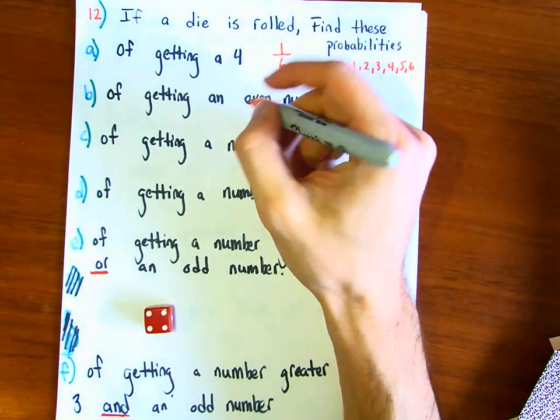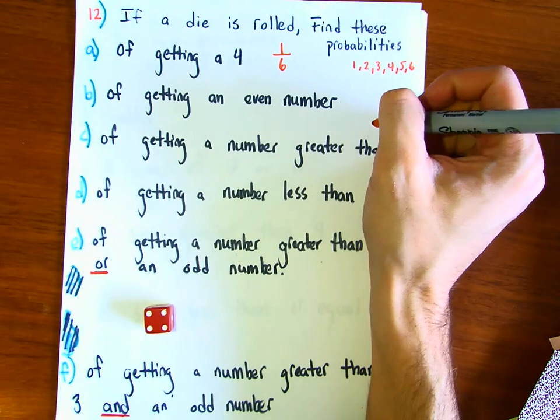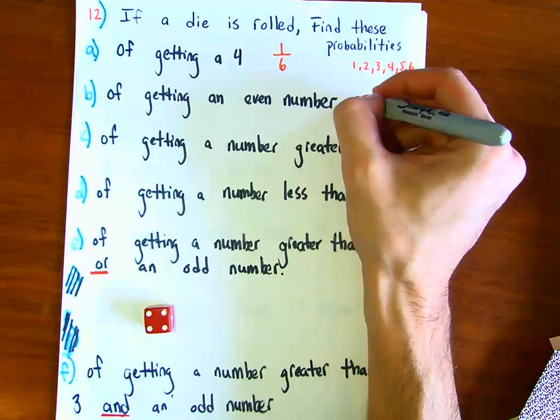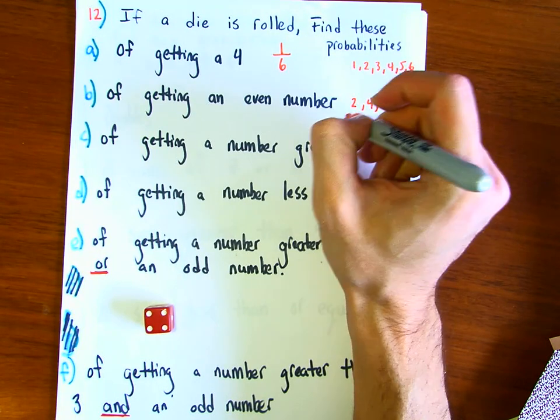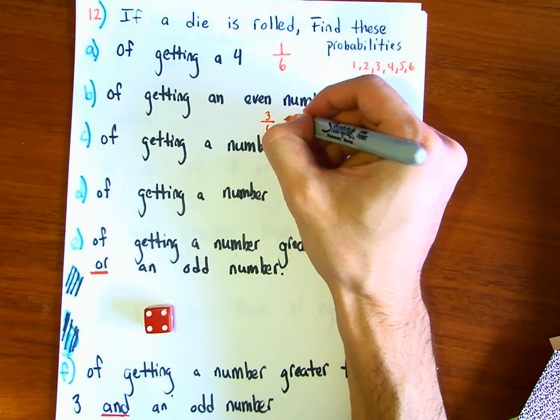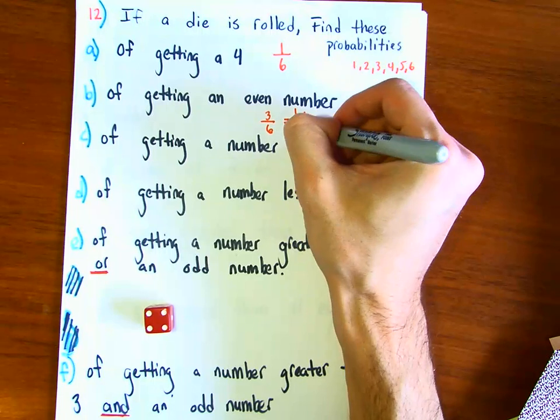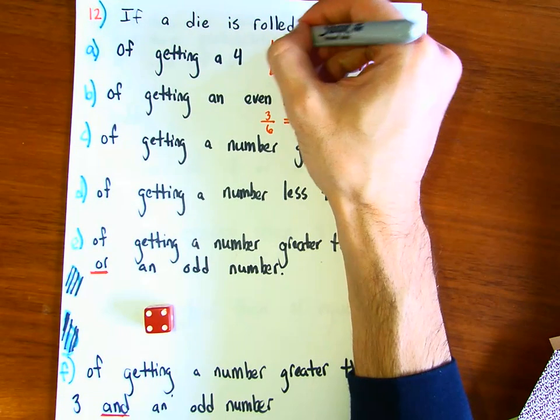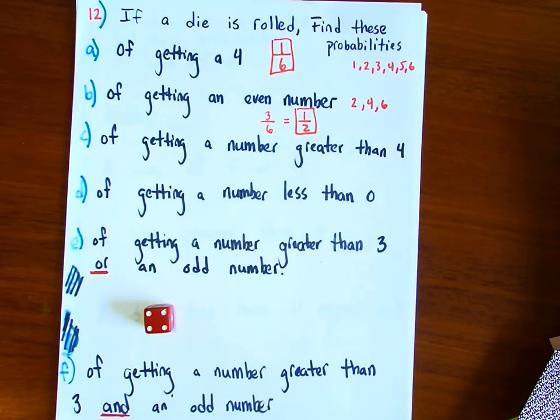Okay. What's the probability of getting an even number? Well, how many even numbers are there? There's 2, 4, and 6. So notice that it's 3 over 6, or it has to be a half, because don't forget, you have to reduce the fraction. Okay, let's look at the next one.